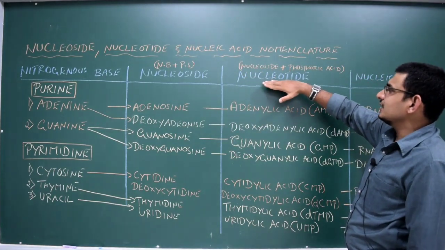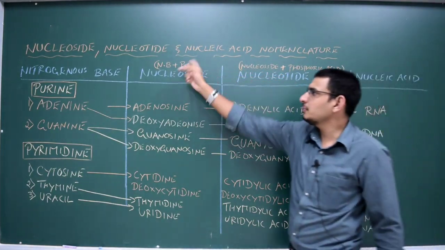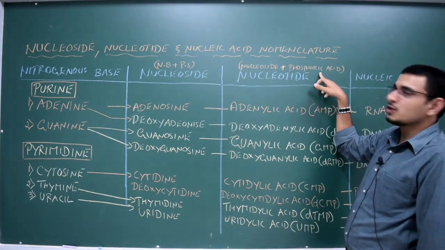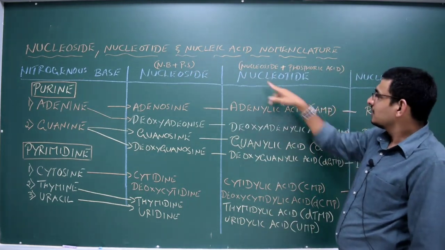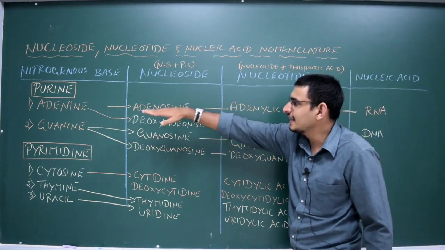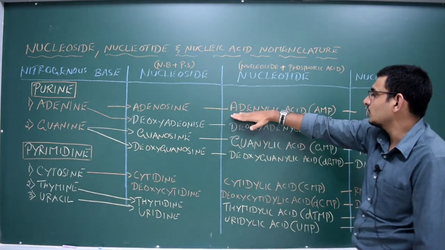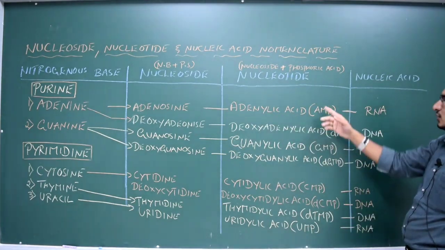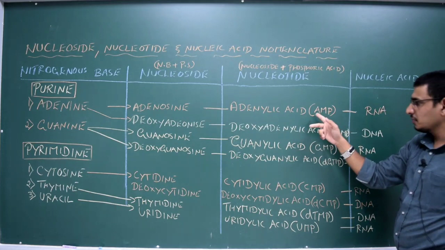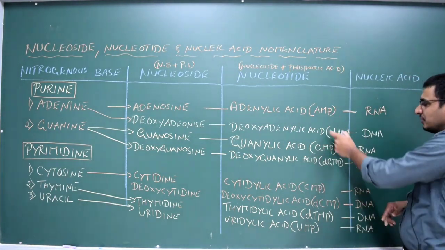Next level is nucleotide, that is a combination of three things. Nucleoside, NB plus PS, plus a phosphoric acid, it should be acid now. The nucleotide is, in the case of RNA, if adenine is there with a pentose sugar with a phosphoric acid, then it is called adenylic acid. It is also called AMP. Remember it. Adenosine monophosphate.